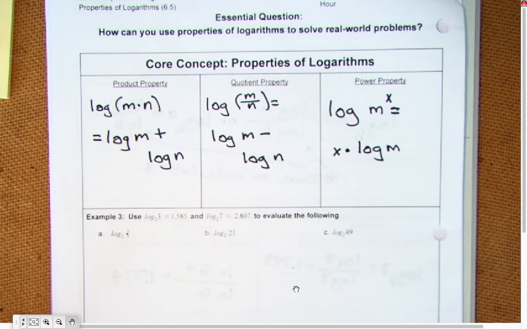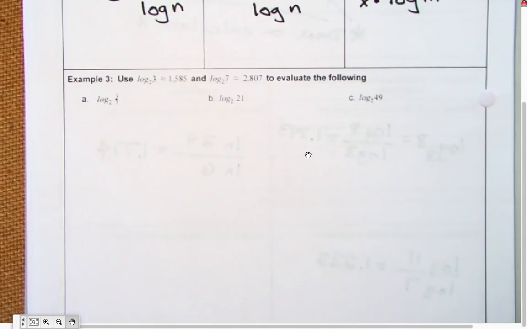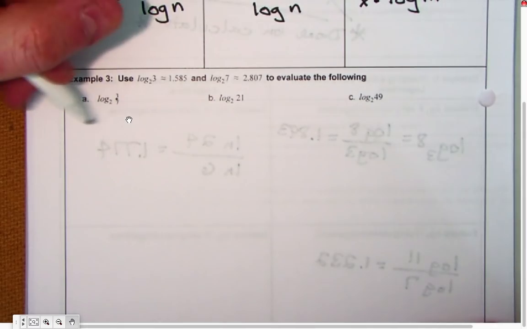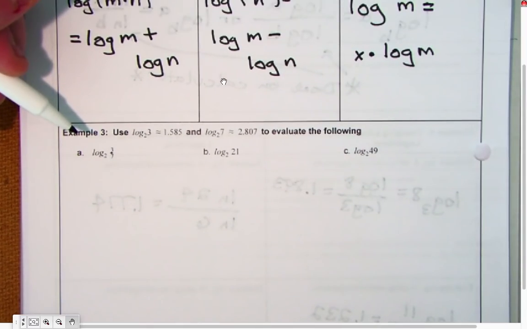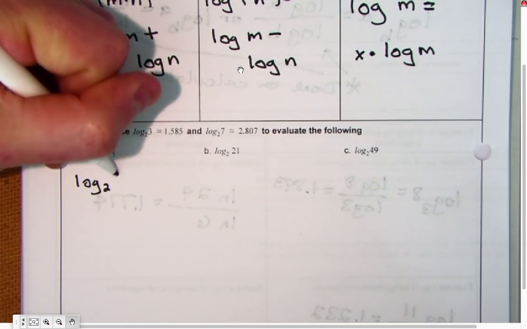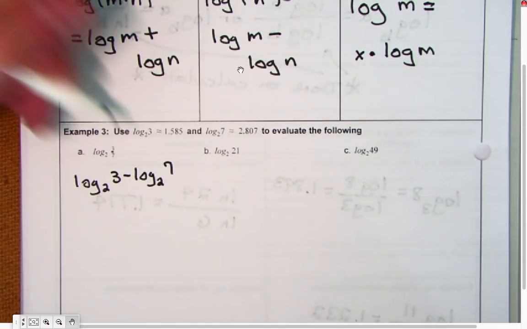And so some basic problems that we can look at. If we look here at example 3, the logarithm base 2 of 3 is approximately 1.585, and the logarithm base 2 of 7 is approximately 2.807. We want you to evaluate the following. If I have the logarithm base 2 of 3/7, what I can do to rewrite that using my properties, since I have a division, is use the quotient rule, which means I take the logarithm base 2 of 3, and subtract the logarithm base 2 of 7.